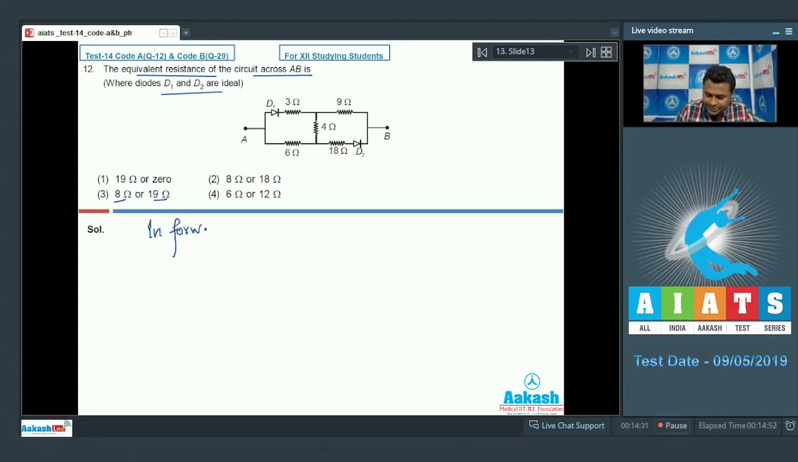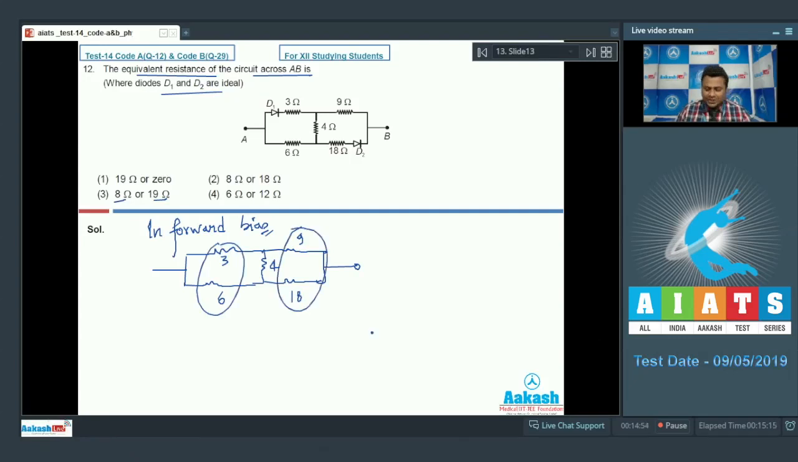In forward biased condition, the diode is ideal, so that's why it is short circuited. Three, 6, 9, 18, and this is 4. Wheatstone bridge condition is right here, so the net resistance we can write 9, 3, that is 12, 6 and 18, that is 24. 12 and 24 are parallel to each other, so the combination is 12 into 24 upon 12 plus 24. Solving it gets you 8 ohm. So this is one possible value.